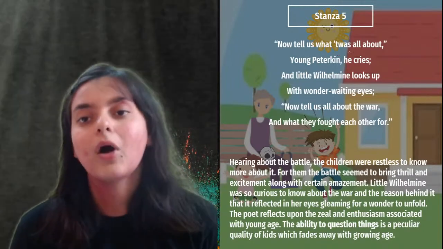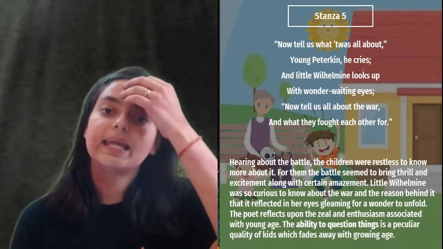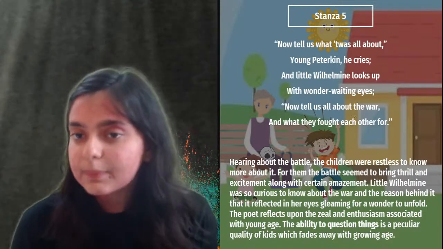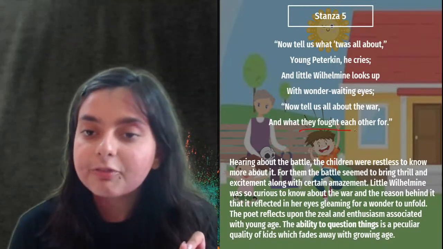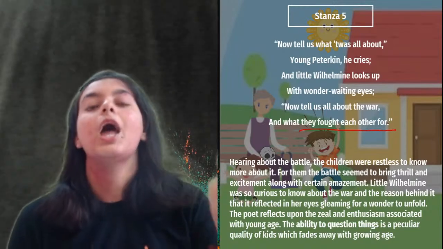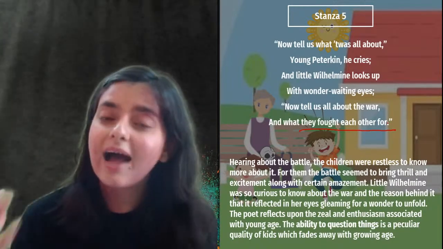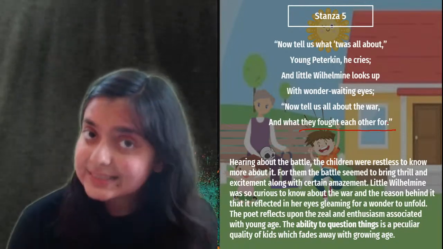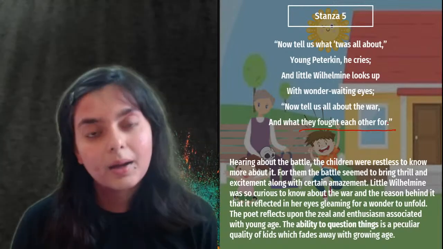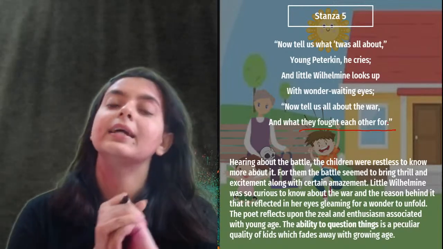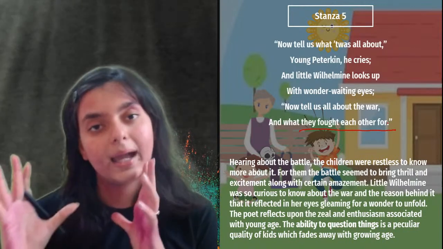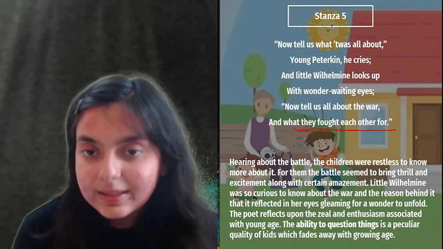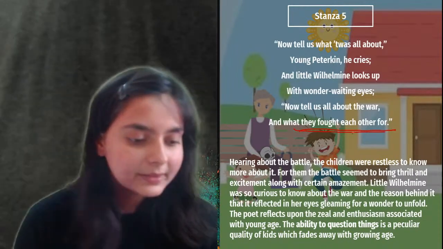Now tell us what it was all about. Young Peterkin, he cries, and little Wilhelmine looks up with wonder-waiting eyes. Now tell us about the war and what they fought each other for. A question which we all should ask. Why are we fighting? Why are we waging wars? Is it necessary? Why can't we handle things in a diplomatic manner, by promoting peace? Why do we need to wage war? This is a question that we all need to ask, right?